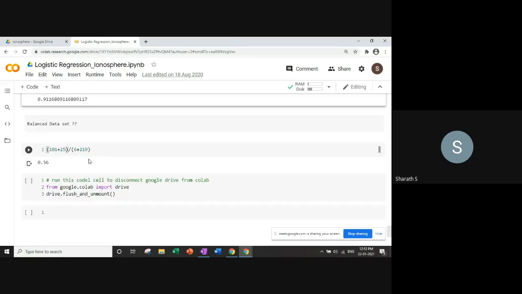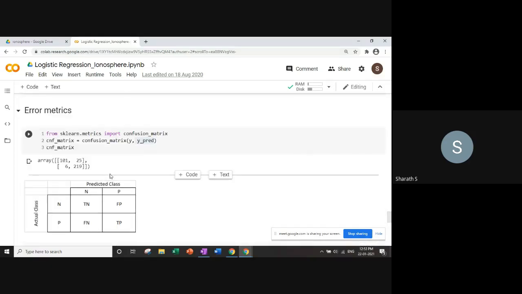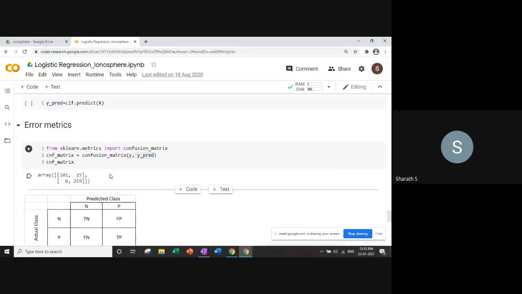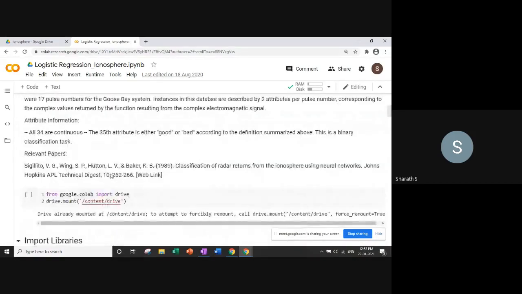There is also something called a balanced data set. Those are a bit advanced topics, so I don't want to treat them much here. So with that, I leave this topic on logistic regression.